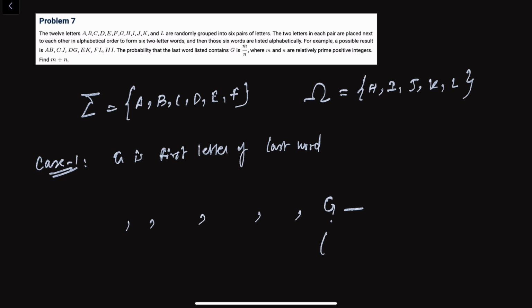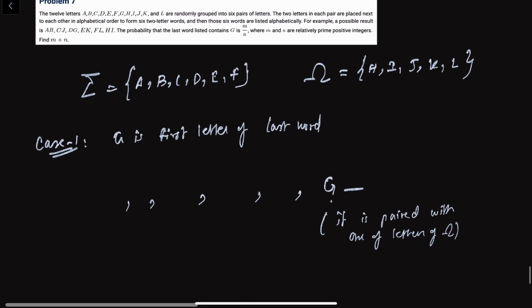So first thing is, G is paired with one of the letters of the set omega. Now every letter after G in the alphabet cannot be a first letter. So the 6 first letters are G together with 5 letters from sigma. That means the first letters are fixed: A, B, C, D, E. Because they should be in increasing order, the first letters are also fixed.